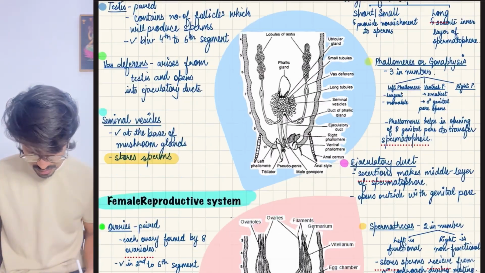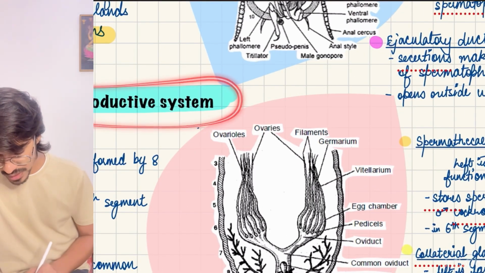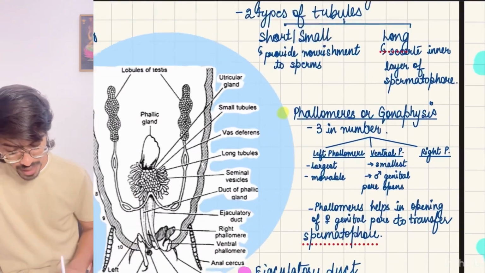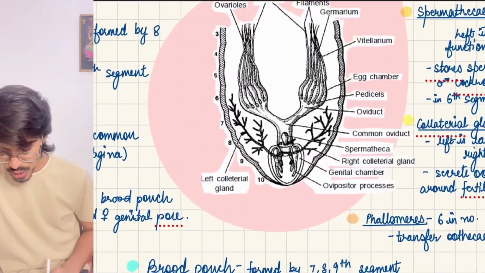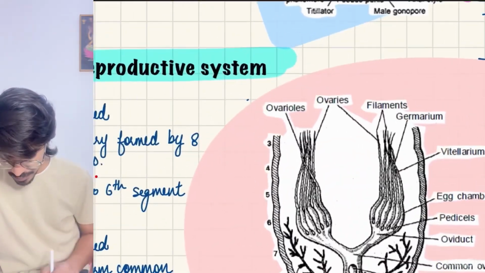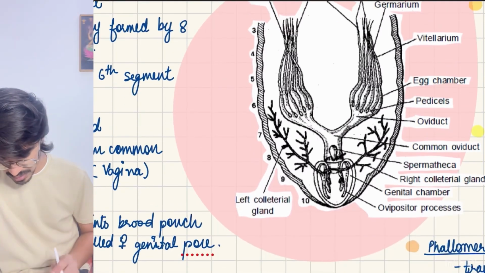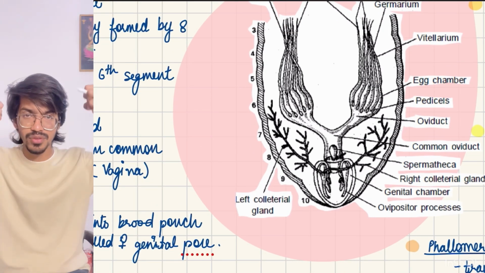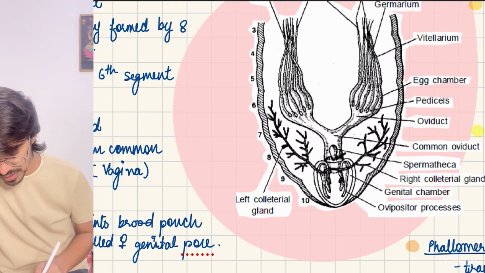Okay, so mushroom glands are responsible for the inner layer formation, ejaculatory duct for the outer layer formation, and this of the spermatophore. Then the female reproductive tract, ovaries are present in 2 to 6 segments. Mushroom glands are present in what? Mushroom glands are present in the segments 4 to 6. Okay, 2 to 6. Then female reproductive system, ovaries are there, 2 to 6 segments it is present. It has what? 8 different ovarioles present. Okay, so 8 different ovarioles kind of arrangement is there in the ovaries.